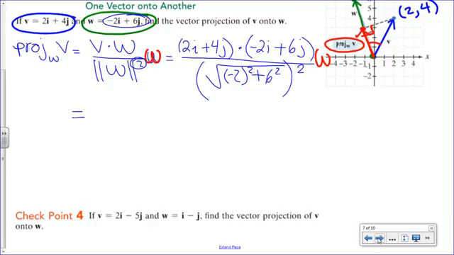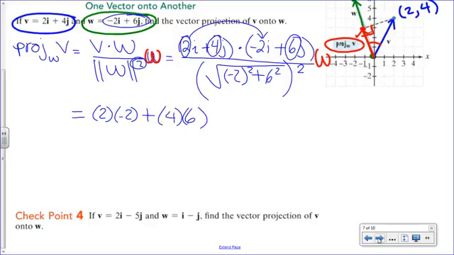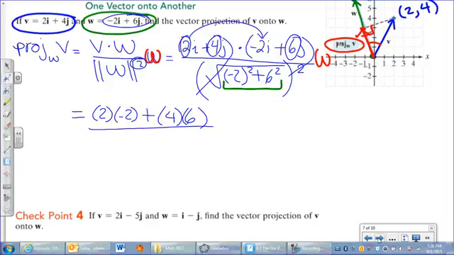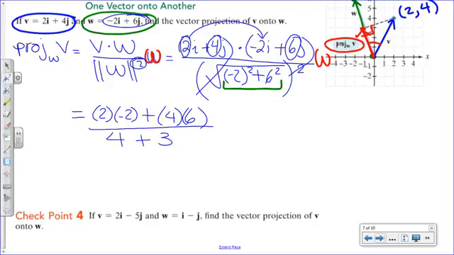And let's take care of the dot product on top. And remember the dot product, you take the horizontal components and you multiply them. So we will have positive 2 times negative 2. And then add the product of the vertical components. So 4 times 6. That is the dot product. Now here, we're going to have the square root being squared, that cancels out. And so now we have only what's inside the radical. So negative 2 squared is equal to 4, and 6 squared is equal to 36.